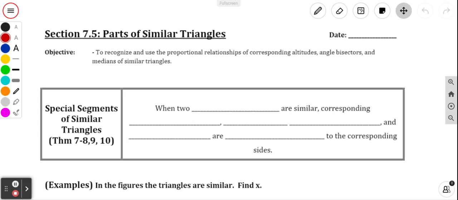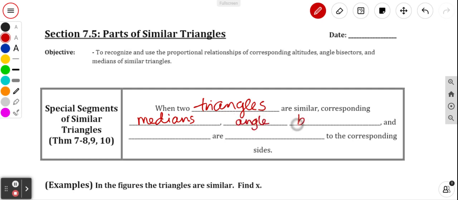So to fill in this box here, this is 3 theorems in one. I just combined them to make it less writing. And so it says when two triangles are similar, corresponding medians, angle bisectors, and altitudes are proportional to the corresponding sides. So there's the first theorem.